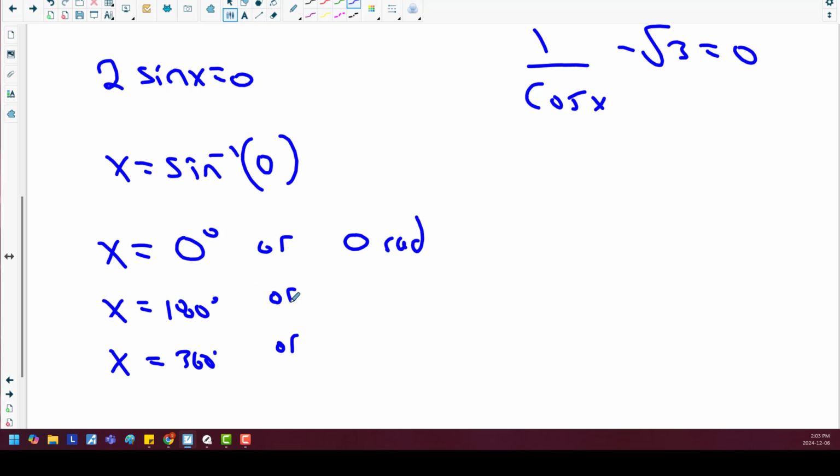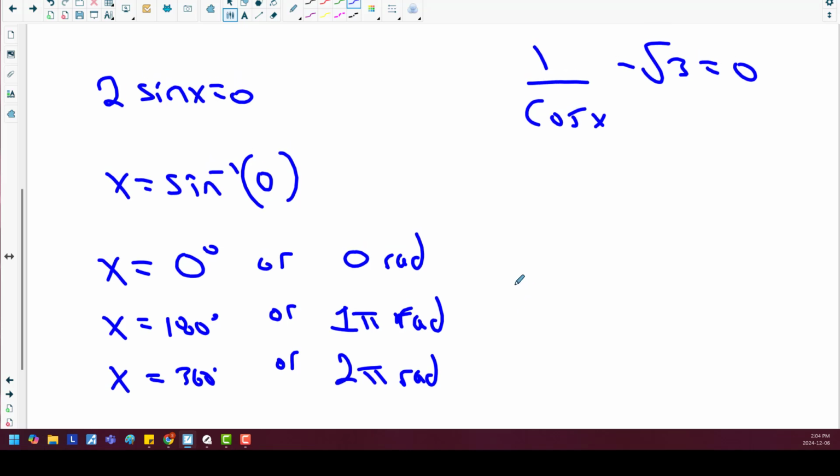How do I convert 180 to radians? Well, that's just multiplying by pi over 180. So you'll get 1 pi radians, or just pi radians, same thing. And 360 is obviously 2 pi radians. So that's the answer for the first factor there. Remember, this is all grade 11 stuff. Nothing so far has been that much grade 12.